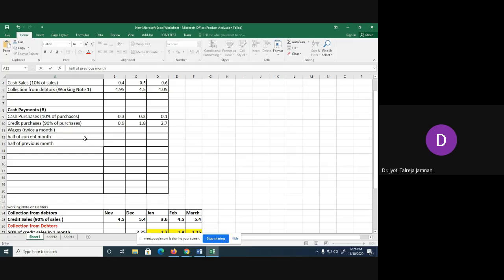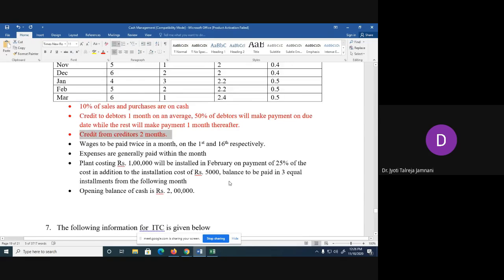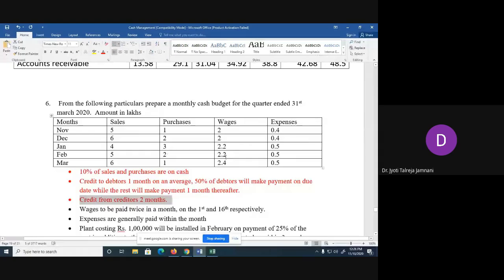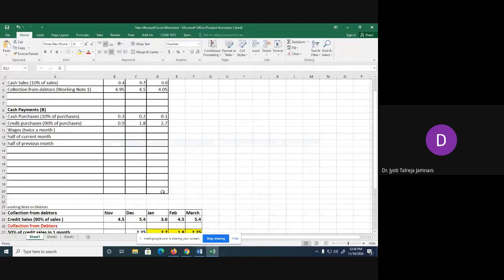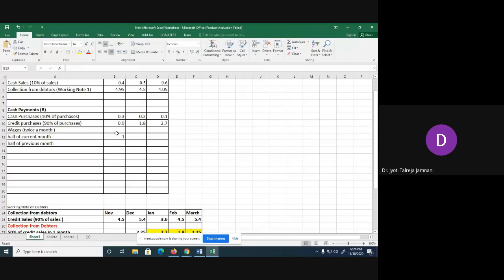Okay, so let's record it like that now. So current month, that is January month, what are the wages? Wages for January are 2.2, half of that, so that is 1.1. So we will pay 1.1 in the current month, and half of the previous month. So January's previous month was December. December wages was 2, half of 2 is 1. So we will pay half, 1 here. This should be 1.1.